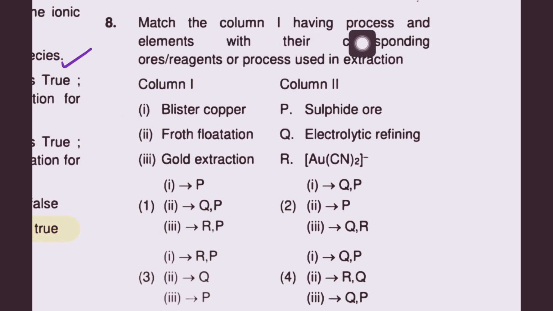Match the column 1 having process and the elements with their corresponding ores, reagent or process used in extraction. Column 1, blister copper. Blister copper, basically we do electrolytic refining. Okay, so the first one will match with Q, that we do electrolytic refining for the blister copper. Other, it's sulfide ore, that is okay because it is coming from copper pyrite, that is CuFeS2. So its ore is sulfide ore, so it will be Q and P.